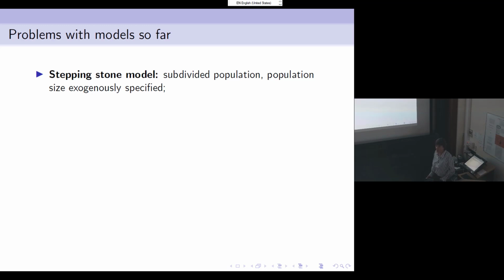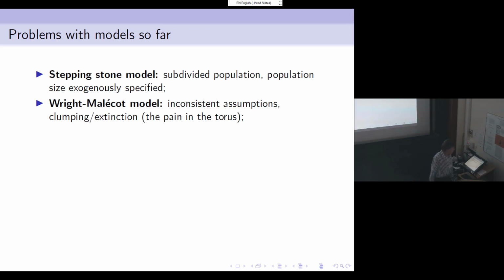Okay, so let's outline the problems of the models so far. The stepping stone model, I didn't like it, and this is only the spatial model. I didn't like it because my population is subdivided, and the size has to be exogenously specified in each of those demes, each of those islands. The Wright-Malécot model, very nice model, except that the assumptions being made are inconsistent, and in fact we know that we're going to get this clumping and extinction phenomenon in the interesting dimensions, which are 1 and 2. So the pain in the torus that Felsenstein observed.